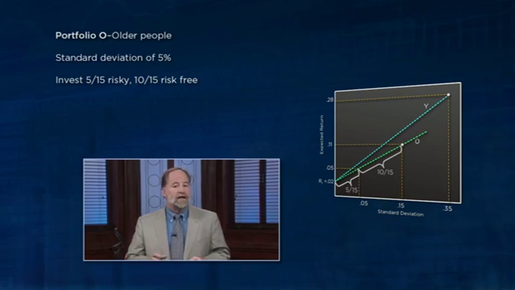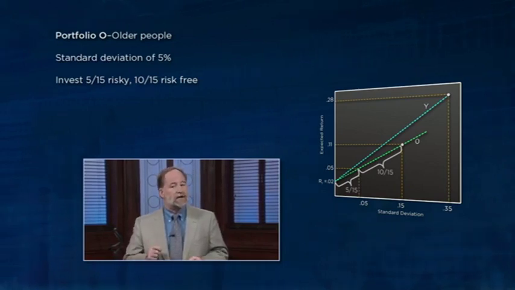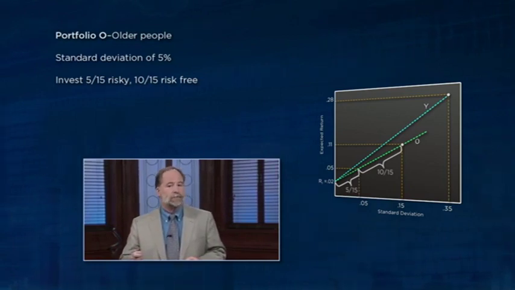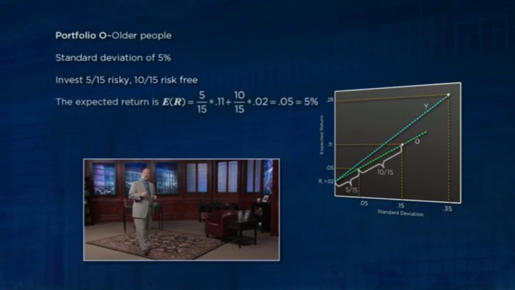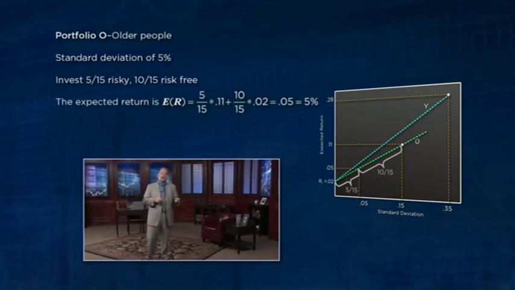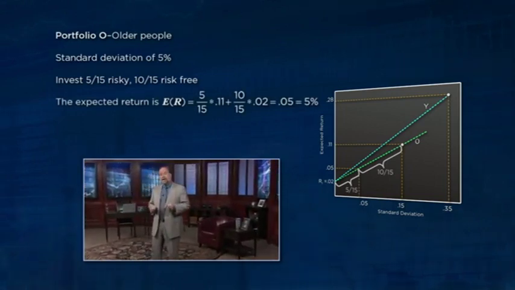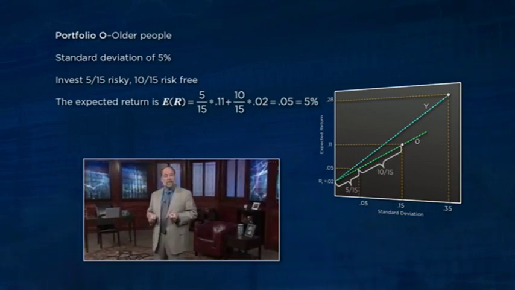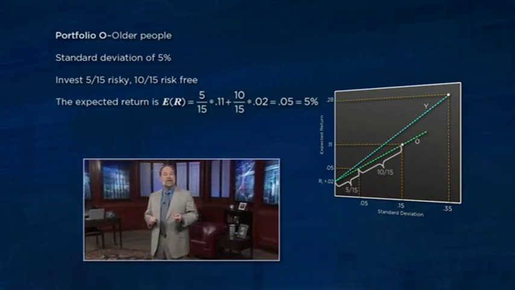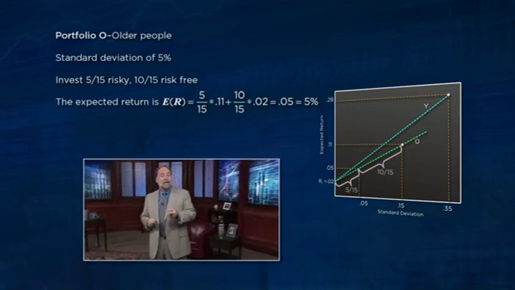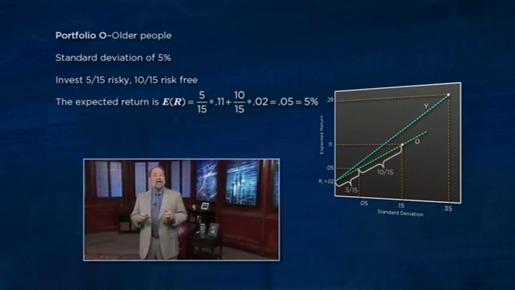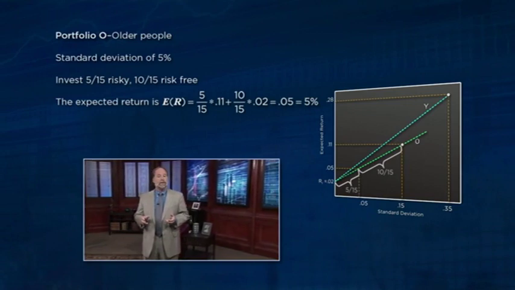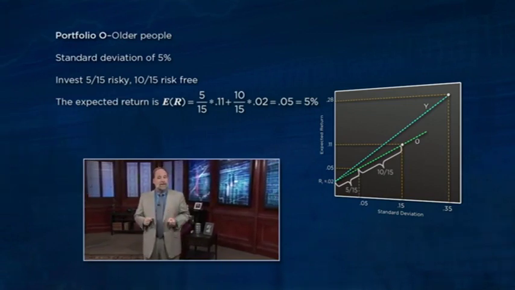5 divided by 15 is the ratio of the target standard deviation and the standard deviation of portfolio O's return. The expected return of this overall risky plus risk-free portfolio is what? It's 5/15 times the expected return on O of 11% plus 10/15 times the expected return on the risk-free of 2%. That equals 5%. And the standard deviation of the return on this portfolio is by design 5%.